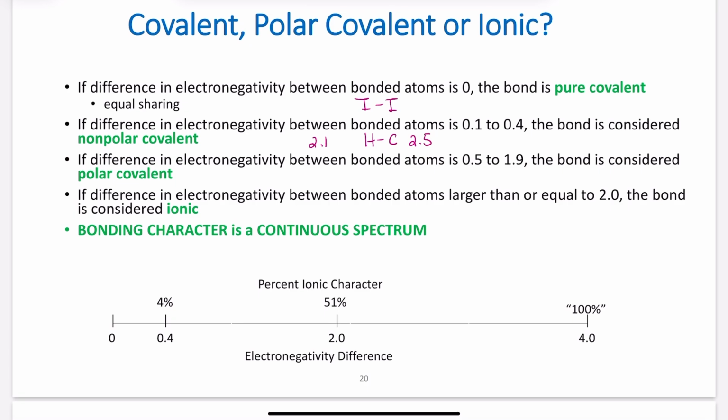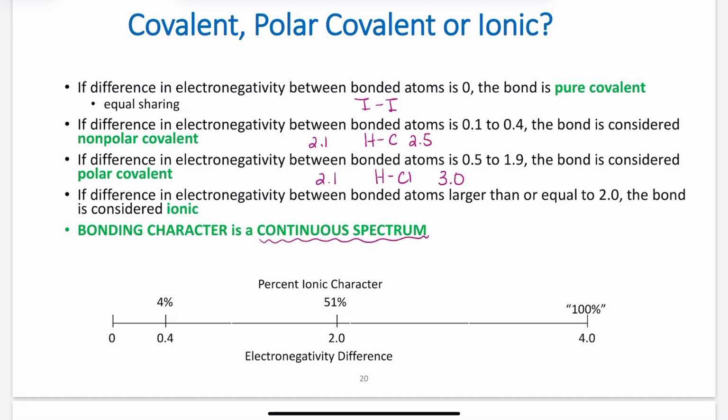If the difference in electronegativity between the bonded atoms is 0.5 to 1.9, the bond is considered polar covalent. That's what's happening with HCl. The hydrogen is 2.1, the chlorine is 3.0. The difference is 0.9, so the bond here is a polar covalent bond. If the difference between the bonded atoms is 2 or larger, the bond is considered to be ionic. So you have to know their electronegativities to be able to actually say if it's truly ionic or not.